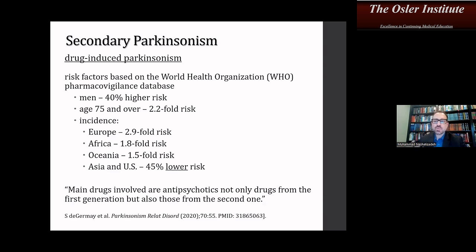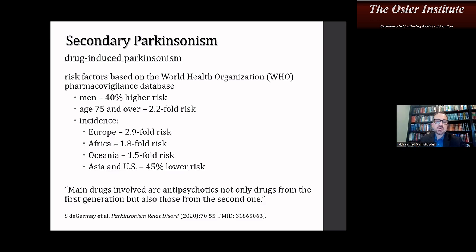We know that, for example, older women are more likely to develop tardive dyskinesia, where people get involuntary movements of the mouth, lips, and tongue. But it may be that men are more likely to develop just dystonia or Parkinsonism. And so people who are 75 and older have a more than twofold risk of developing drug-induced Parkinsonism. And some of that may be involved with chronic kidney disease and the inability to clear out some of the direct dopamine antagonists or their metabolic byproducts.